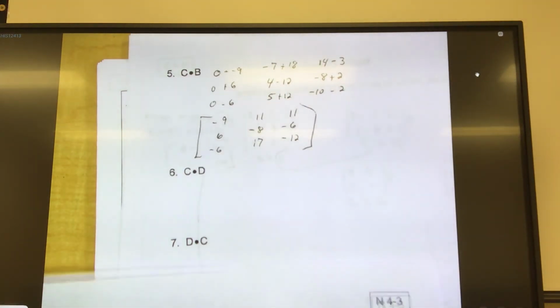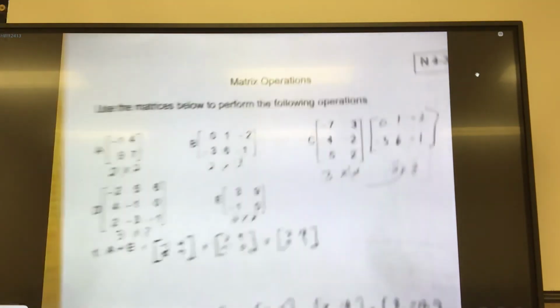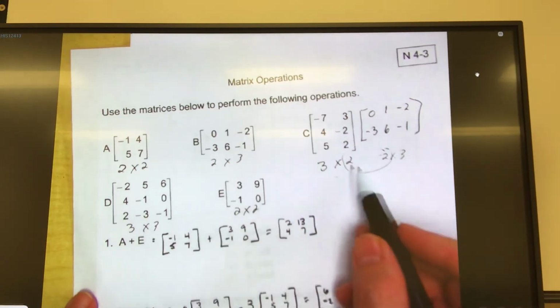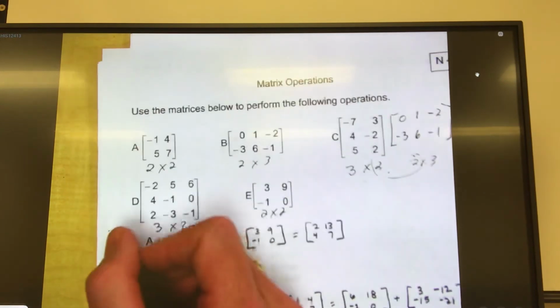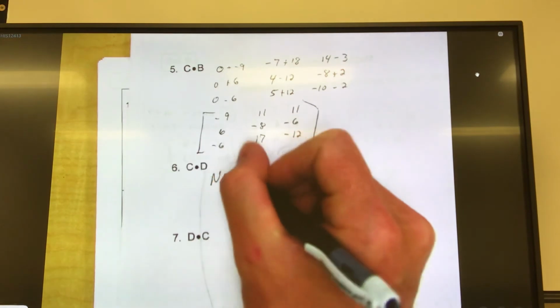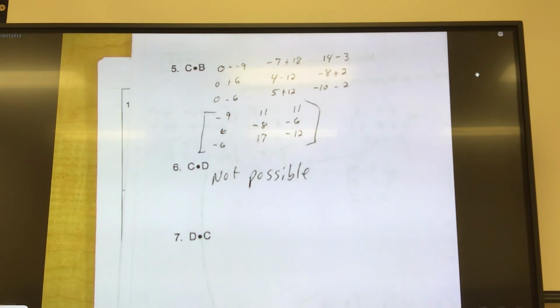Okay, the next one is asking me for C times D. So if I look at it, C times D would be a 3 by 2 times a 3 by 3. Well, the middle numbers, if I had a 3 by 2 out here, they don't match up. So that one is not possible. And we would do the same thing for number 7. We would multiply D times C. D is a 3 by 3, and C is a 3 by 2, that would be possible, and it would yield us a 3 by 2 matrix.